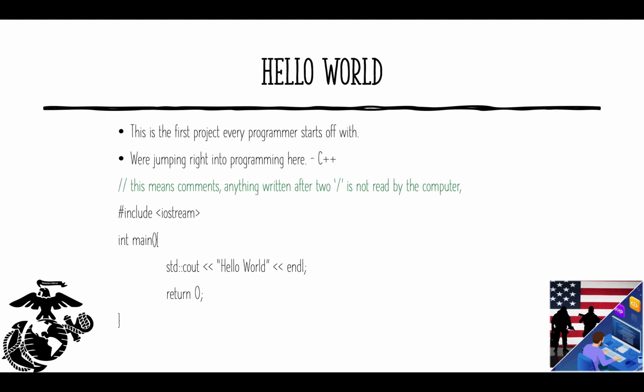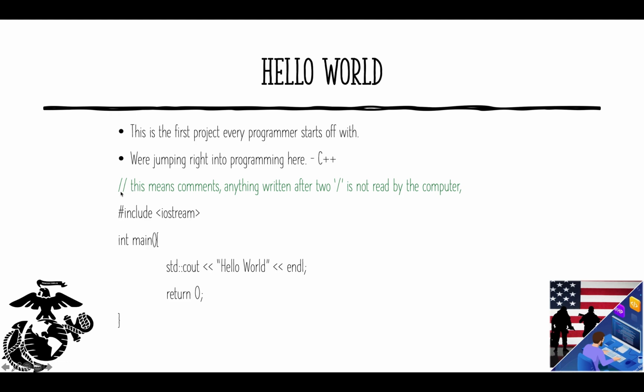And so now this is what our hello world looks like. Again, this is the first project that every programmer starts off with, and we're going to be doing it here in C++, of course. Now, this thing that we have here in green, these are called comments. And the way that we know it's comments is there's 2 slashes in the beginning. So // means that everything written after these 2 slashes here will not be read by the compiler. It will be completely skipped.